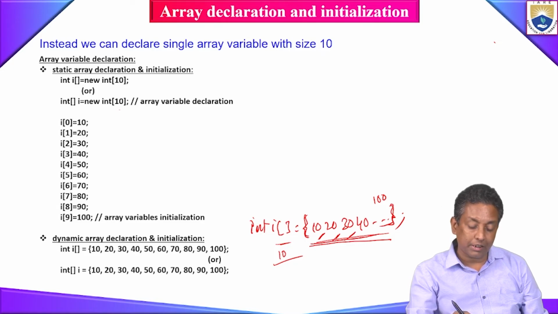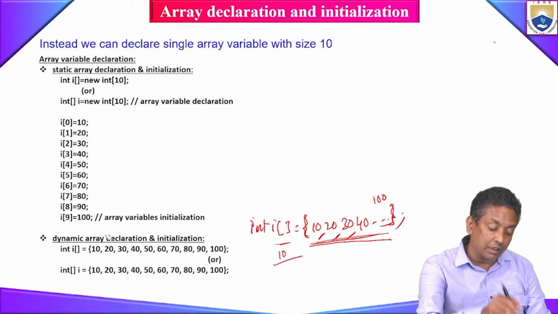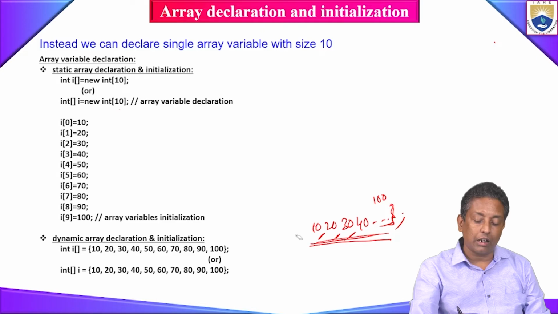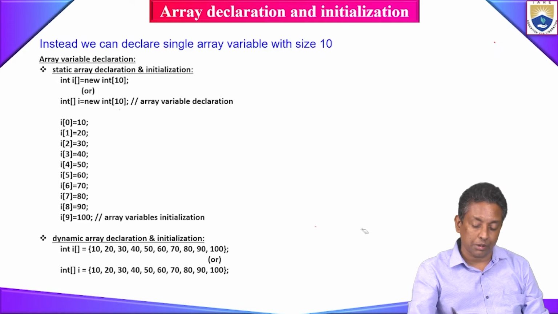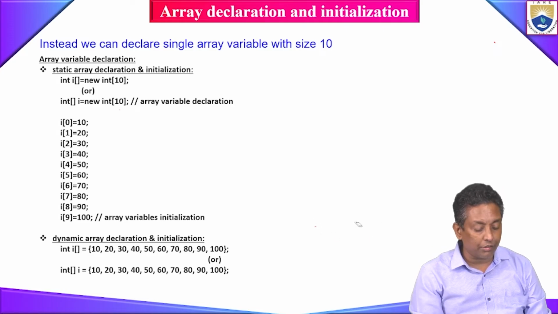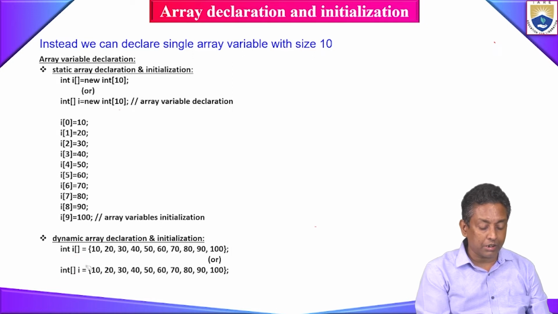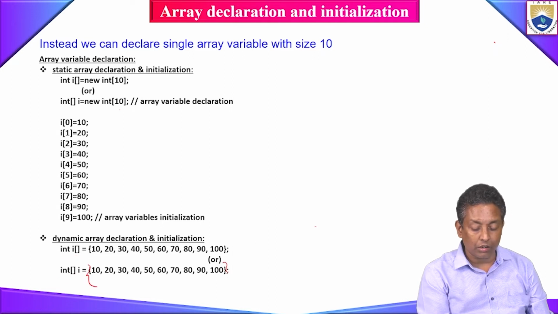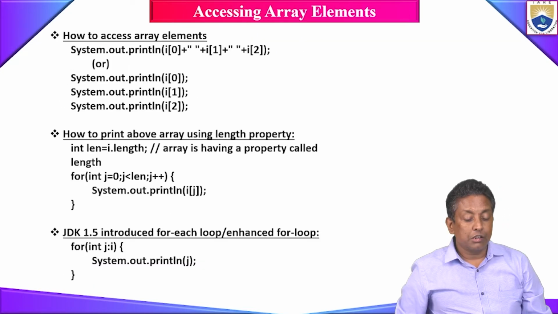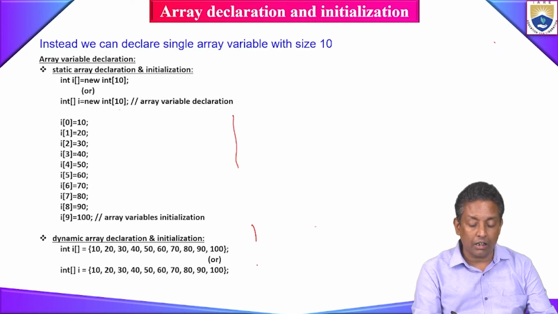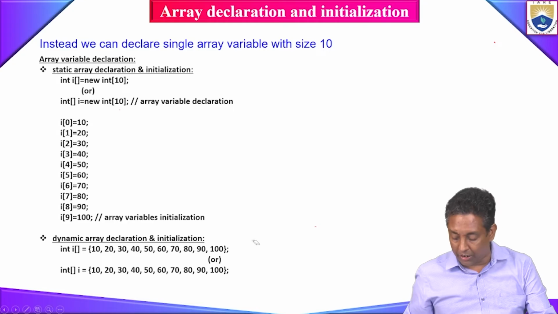Instead of explicitly specifying the size and initializing the variables separately, if you directly assign values in the flower braces, the array size will be automatically determined based on the number of values assigned in the flower braces with comma separator. Here also the variable declaration you can do like this: int i square bracket or int square bracket i. Both are the same. Initialization remains the same. In the flower braces, we need to include all the values. So in this previous slide, we saw how to declare a static array and a dynamic array. Static array declaration and dynamic array declaration we saw.